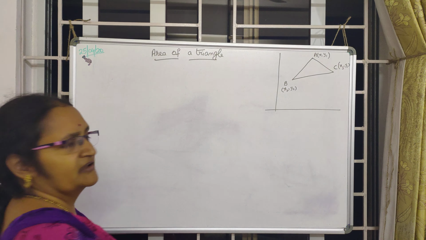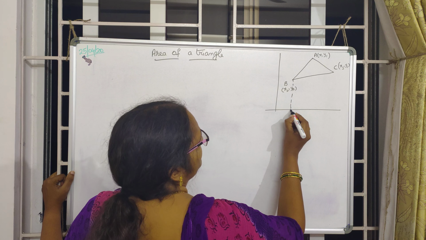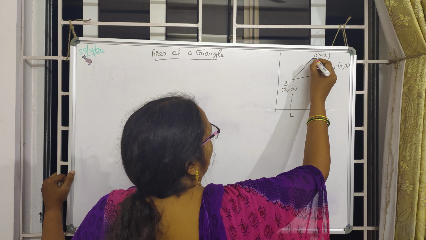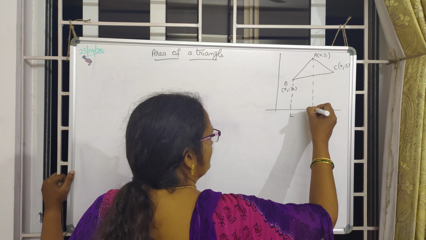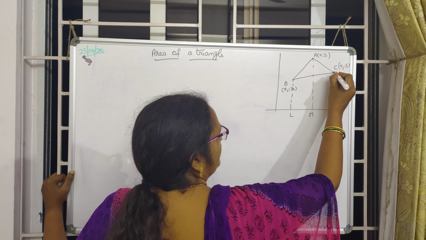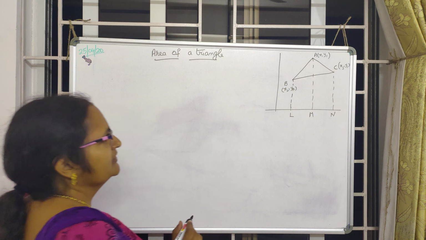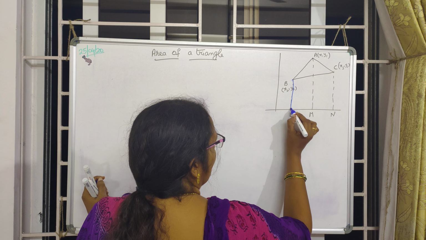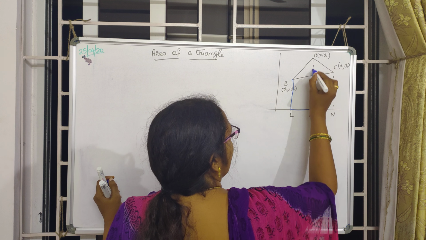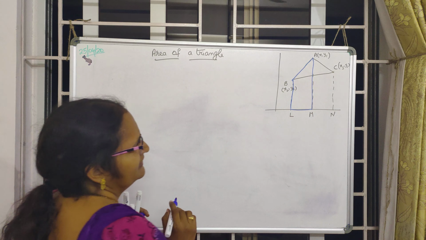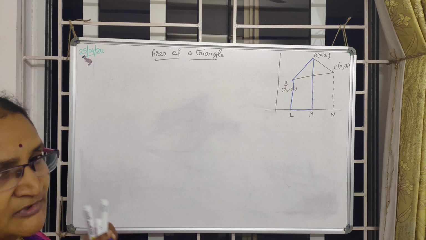Now I am drawing a perpendicular line there. I am naming this one as L, and from here also I am drawing, naming this one as M, and this one is N. Right? Now I need the area of triangle ABC. Now look at here. This one, B, L, M, A, is representing a trapezium, right?